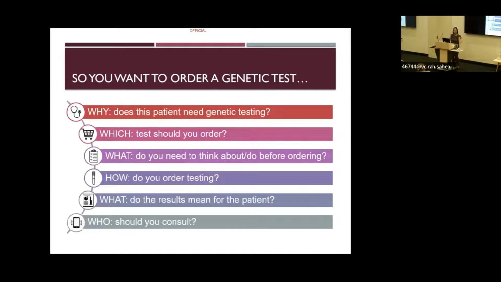All right, so we want to order a genetic test. There's a lot of things to think about when ordering genetic testing. Why do you think this patient needs genetic testing? Which test should you be ordering? What do you need to think about or do before ordering? How are you actually going to order the testing? What sample do you need? What are you going to write in the request form? And then what do the results mean for the patient? And then along the way, who are you going to call for help?